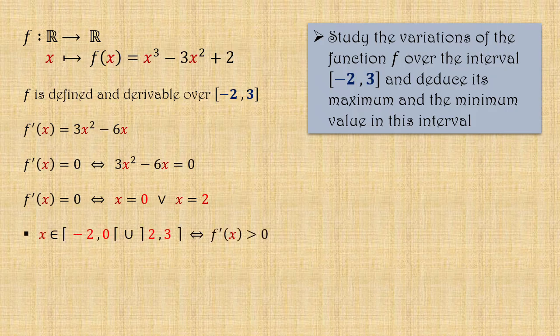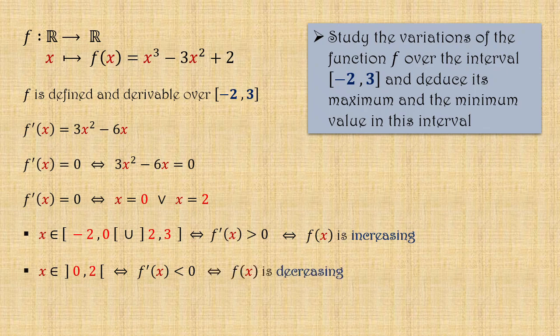Therefore, if x belongs to the semi-closed interval -2 to 0, union, the semi-closed interval 2 to 3, then the derivative, f prime of x, is strictly positive, so the function f is increasing. Otherwise, if x belongs to the open interval 0 to 2, then the derivative f prime of x is strictly negative, so the function f is decreasing.